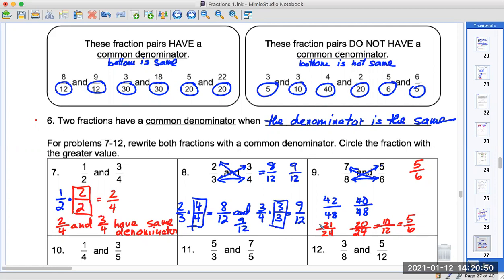I'm trying to think if I'm still fulfilling what I'm supposed to do. We're supposed to write both fractions with a common denominator. I think this is it. We can stop here because we have a common denominator. I don't think it's asking us to reduce. This would be 7 over 8. Yeah, no, this is it. So stop right here. I'm going to erase that.